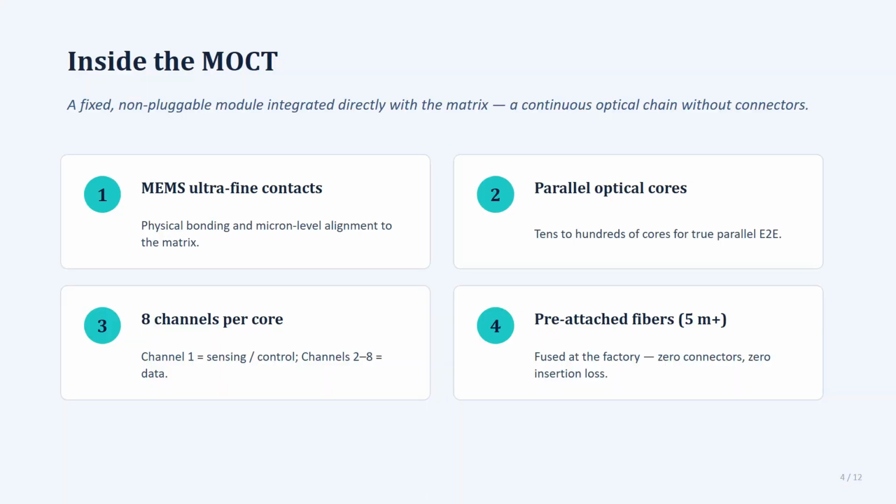The MOCT is a fixed, non-pluggable module integrated directly with the matrix. It holds MEMS ultrafine contacts for alignment, tens to hundreds of parallel optical cores, 8 channels per core, and pre-attached fibers of 5 meters or more, together forming a continuous optical chain without a single connector.